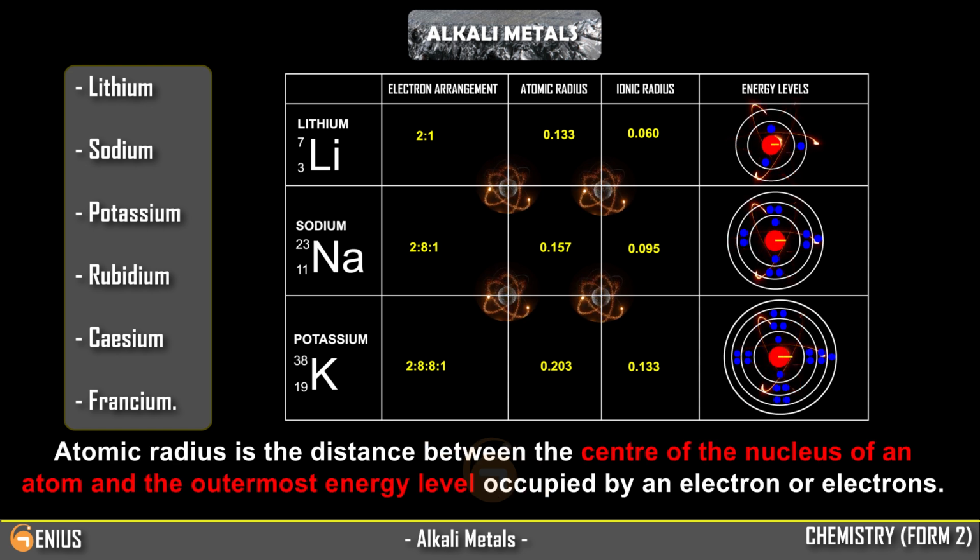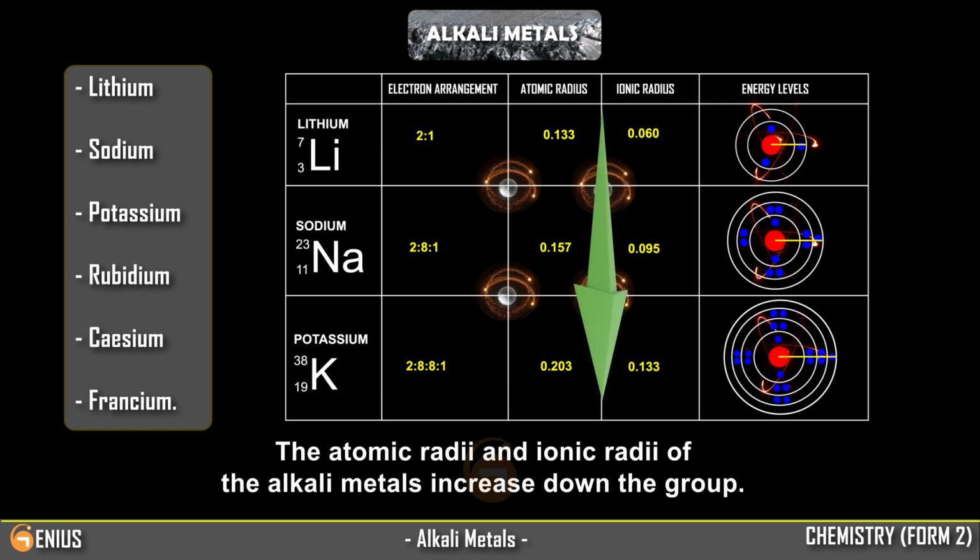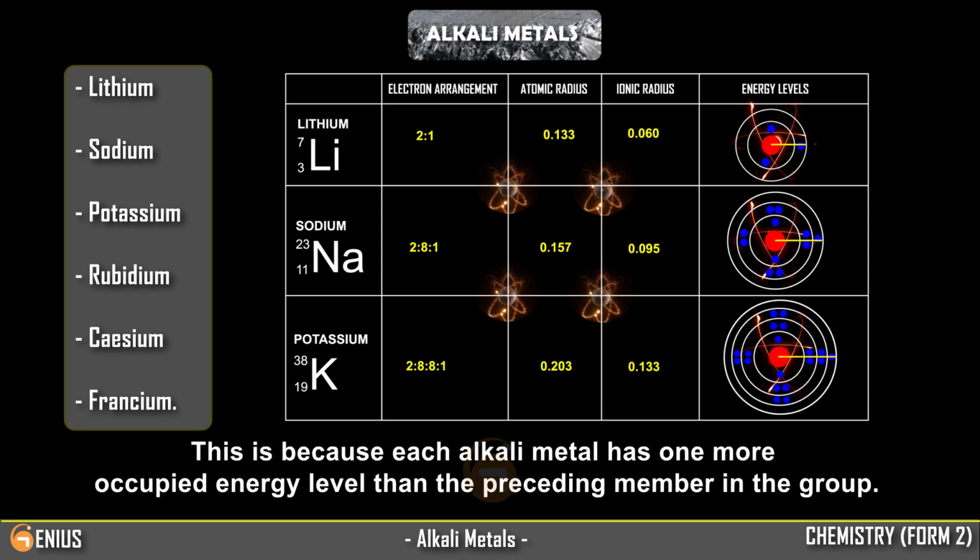Atomic radius is the distance between the center of the nucleus of an atom and the outermost energy level, occupied by an electron or electrons. The atomic radii and ionic radii of the alkali metals increase down the group. This is because each alkali metal has one more occupied energy level than the preceding member in the group.